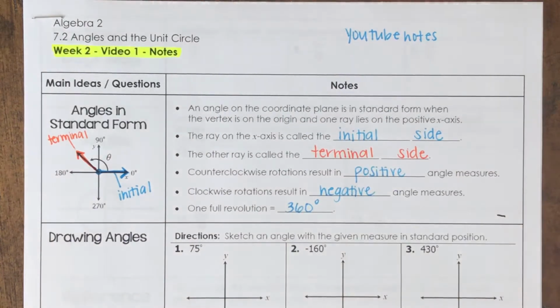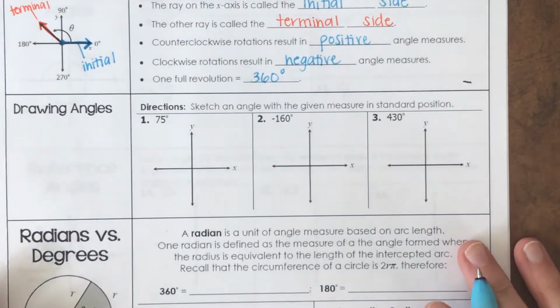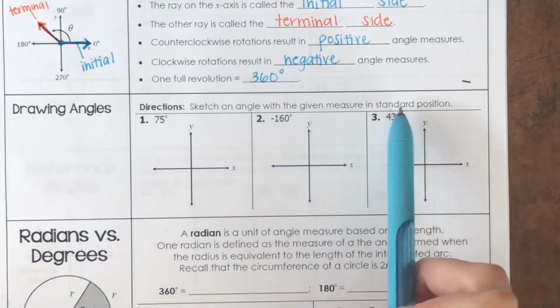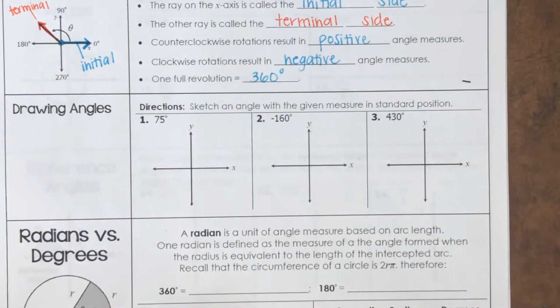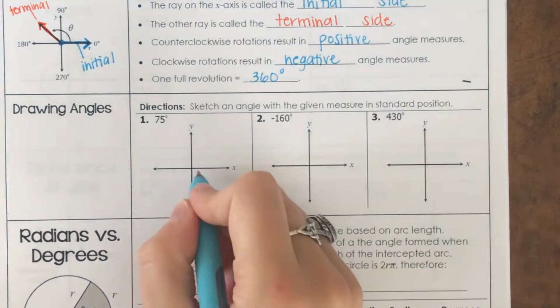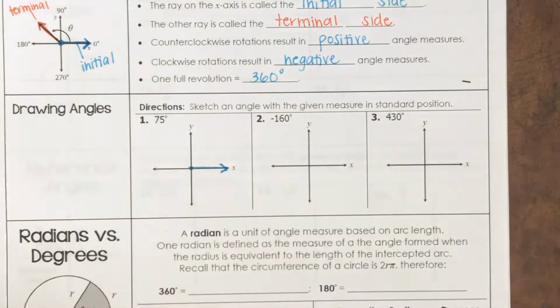360 degrees. So now we're going to have a little bit of practice drawing some angles. We're going to sketch an angle with the given measure in standard position. If it's in standard position, the initial side needs to be on the x-axis. So I'm always going to start by drawing my initial side on the x-axis.